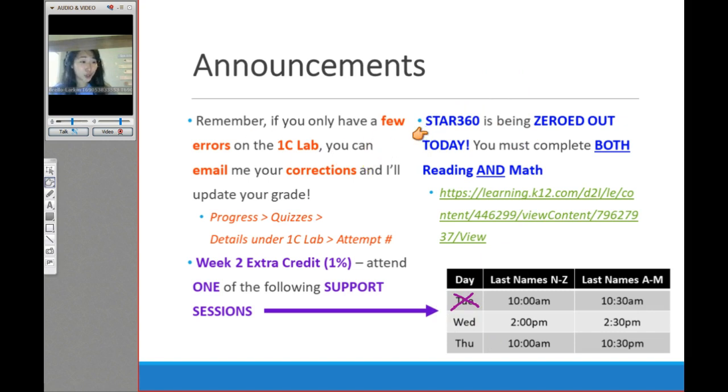Now, super important. How many of you have heard of Star 360? In the chat box, say yes or no. Have we heard of Star 360? We know what that is. It's the reading and math assessments.